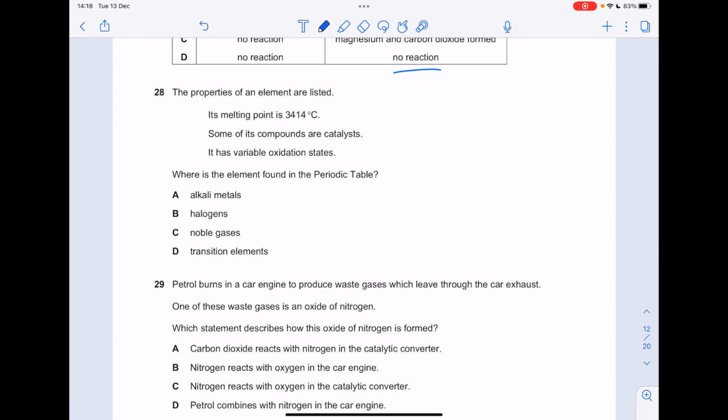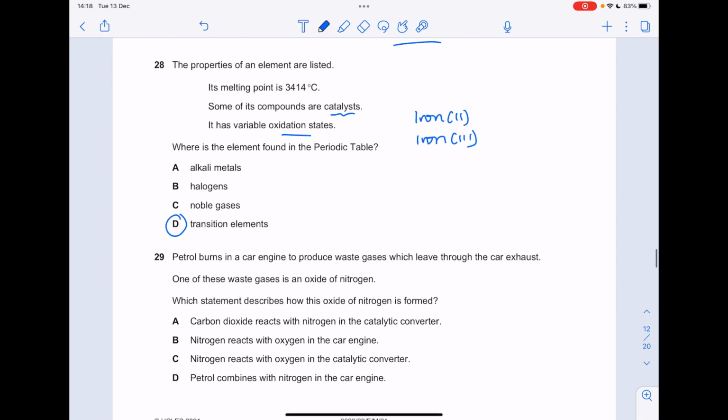The properties of an element are listed. Its melting point is 3,414 degrees Celsius. Some of its compounds are catalysts and it has variable oxidation states. Particularly the fact that it's used as a catalyst and they have these variable oxidation states. Remember things like iron 2, iron 3 exists. These are our variable oxidation states, 2 plus, 3 plus. The fact that it's used in the Haber process as a catalyst, this is a transition metal property. And the fact that they have high melting points also indicates D.